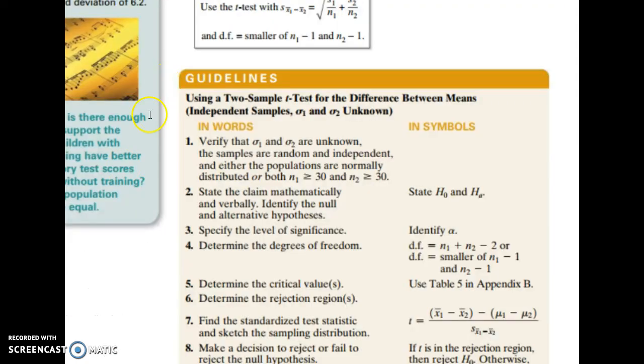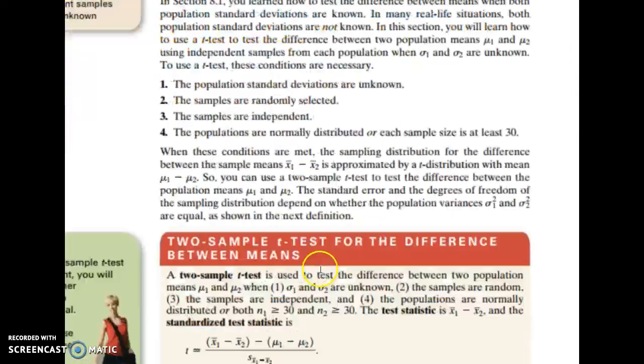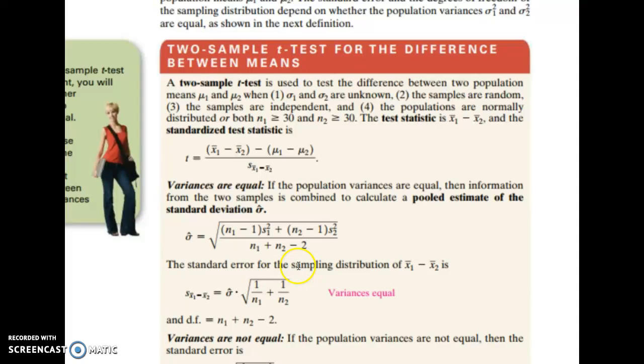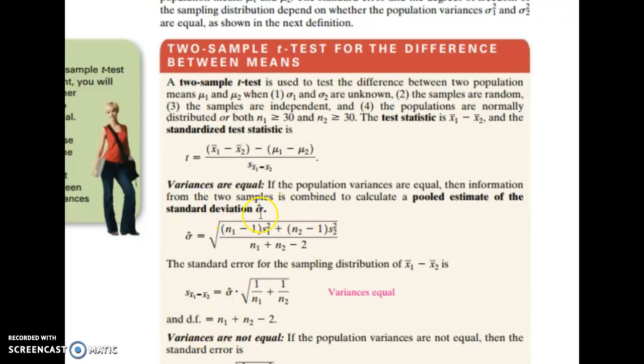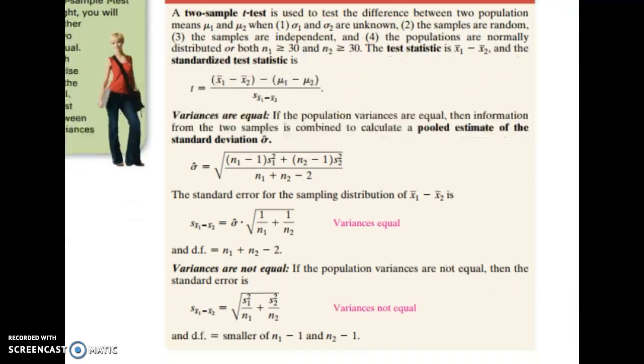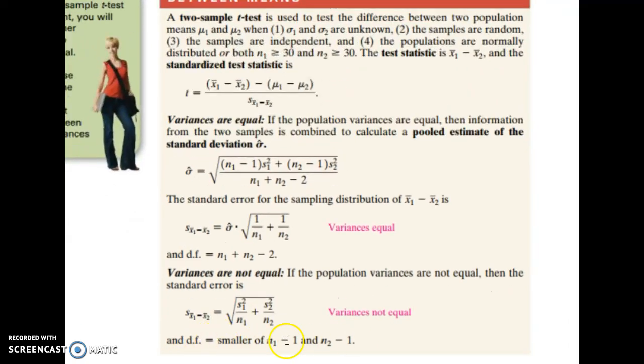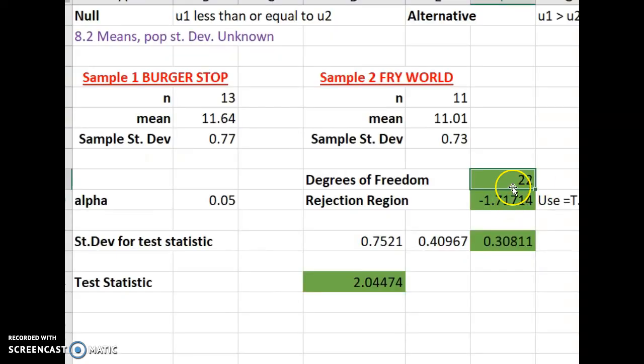I need to go back to the book. Again, on page 428, it says that when the variances are equal, the degrees of freedom is you add the two sample sizes together and subtract 2. So that's different than what you would do if the variances are not equal. So in this case, we add the two sample sizes together, that would get 24. Subtract 2, you get 22.